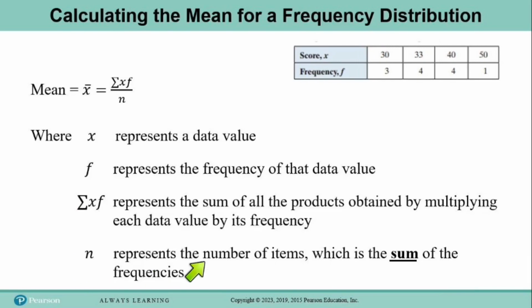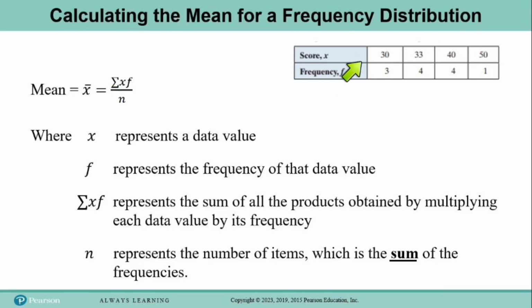And we know that n represents the total number of data items, which is going to be the sum of the frequencies. So if you add all the frequencies together, that tells you how many numbers would be in your list if you wrote out all the numbers individually. So let's try it out here just looking at the table and not looking at the list of all the numbers written out individually.